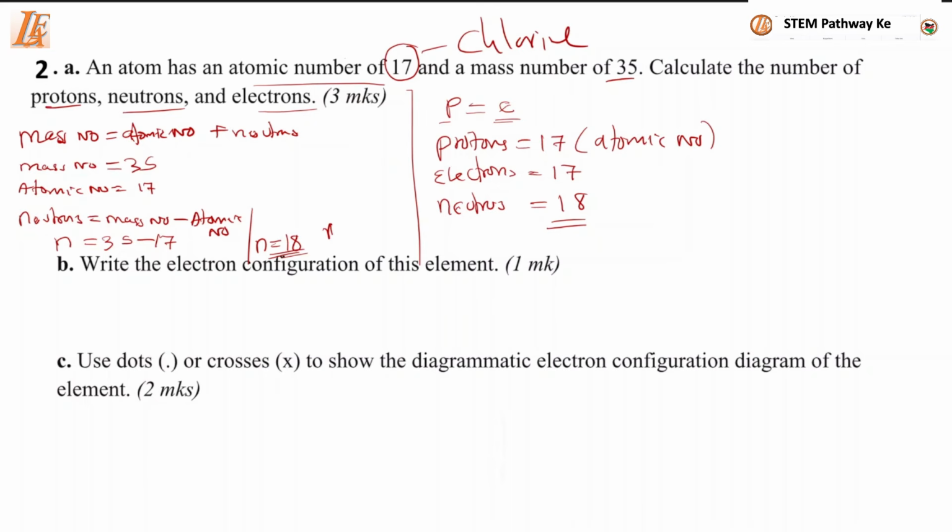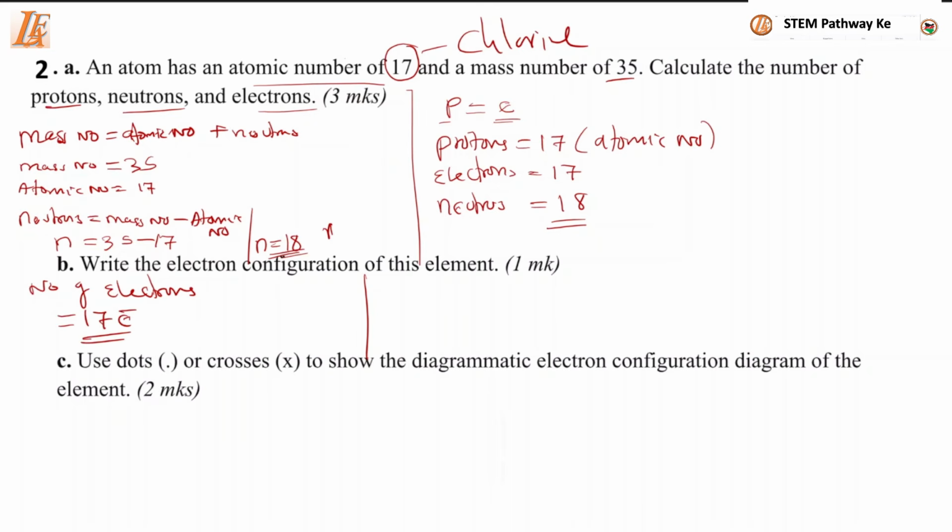Then question B: write the electron configuration of this element. Electron configuration, we write it using the number of electrons. So if you want the electron configuration, we use the number of electrons in the atom. And in this case, the number of electrons is equal to 17 electrons.